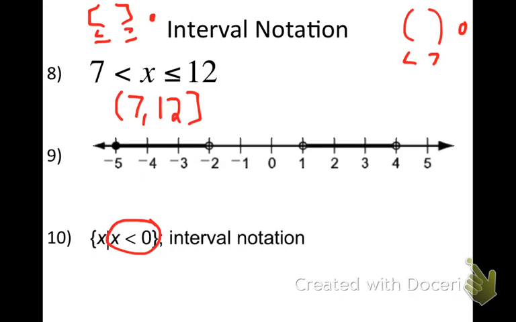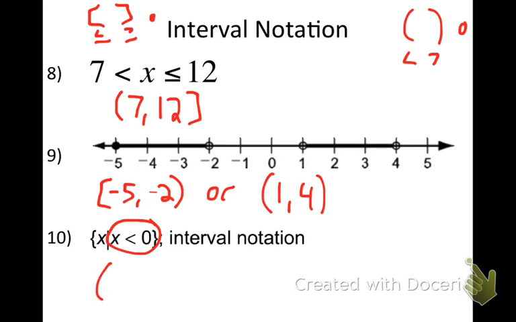You got 9, you think? Bracket -5, comma, -2, parentheses, then 1, comma, actually all parentheses, 4. Nice job. All right, number 10. You think you got this one? I might. What do you got? I have parentheses, negative infinity, comma, 0.